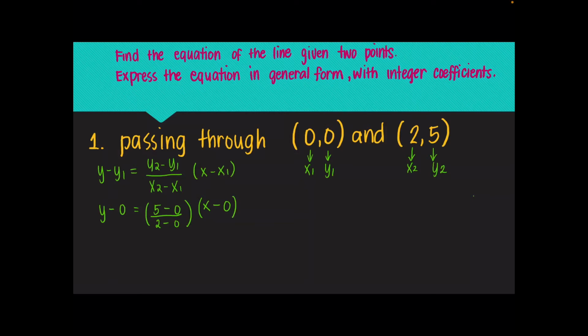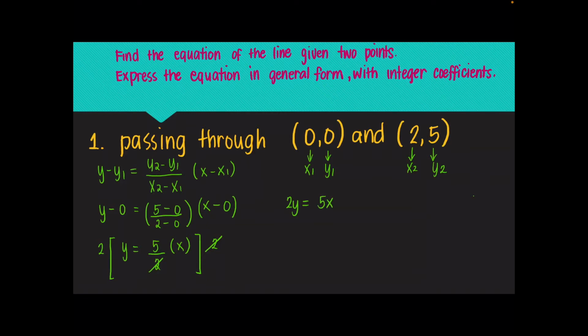Then we will just simplify. So, y minus 0 is y. 5 minus 0 is 5. 2 minus 0 is 2. And then I'll copy x minus 0 is x. The next thing that we have to do is to get rid of our denominator, which is 2. So, I'll multiply both sides by 2. So, the 2 here will be cancelled. So, I will be left with 2y is equal to 5x.